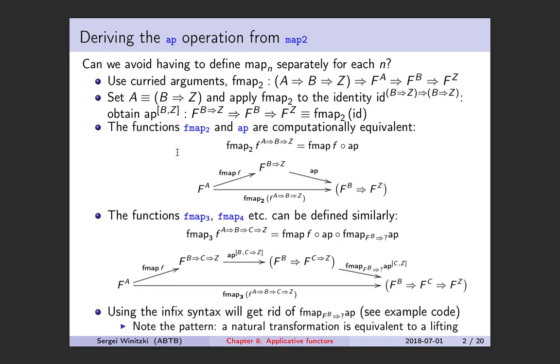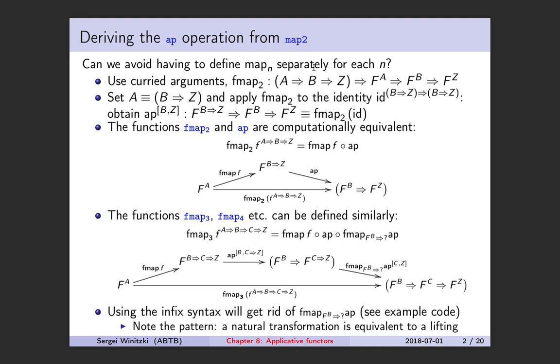I would like to call your attention to this pattern that we have seen before, that we have some kind of equivalence between two functions or two methods. And the equivalence works by taking Fmap and composing it with one of those methods. And usually one of those methods is a natural transformation and another is a kind of lifting.